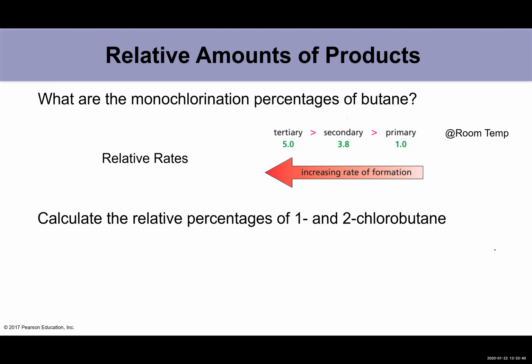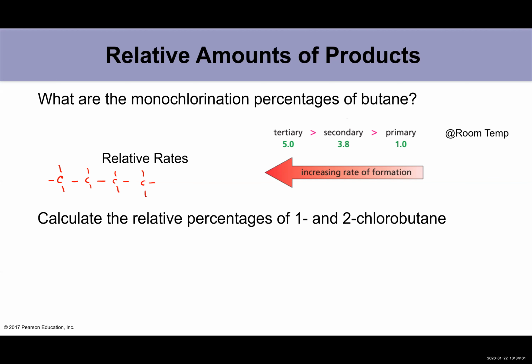Okay, so let me draw butane again. Let me draw out all the hydrogens. So I have C and then H is like this. Is it okay if I don't draw all the H's and we just put sticks there and assume there's H's, right? That's my butane.